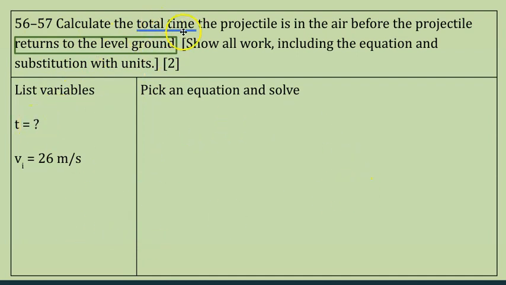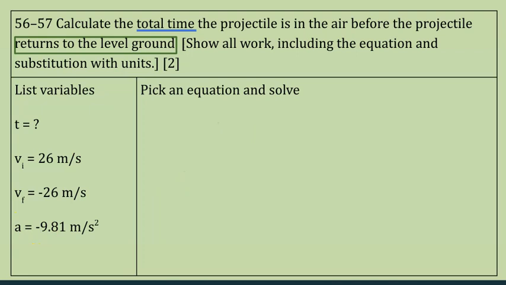So I wrote t equals question mark because I'm looking for the total time, and I wrote vi equals 26 meters per second. I chose the vertical velocity because I'm going to have just more information in the vertical direction. I have vi is 26 meters per second. I also know vf is negative 26 meters per second. And that's again because it says returns to the level ground. So I don't want to write 0 meters per second here because I would only really be doing half of the problem.